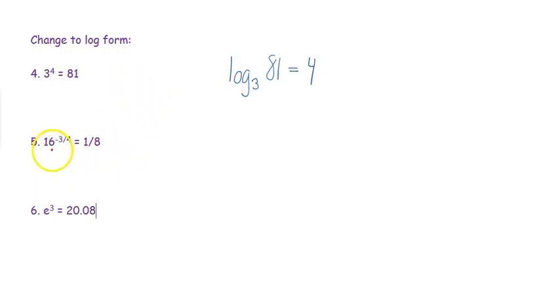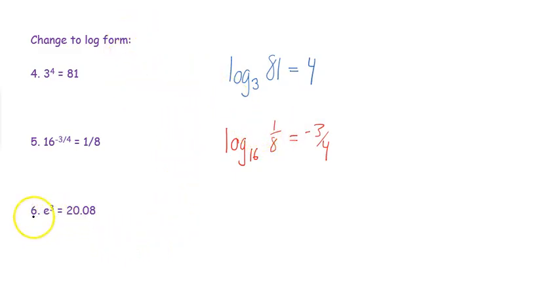For example 5, since it's a 16, I need to make sure it's a subscript. So log base 16 is how I'm going to start. The answer to this comes next, so 1/8. And then the answer to my log is the exponent for my exponential, so -3/4. So again, just rearrange it in the correct order.